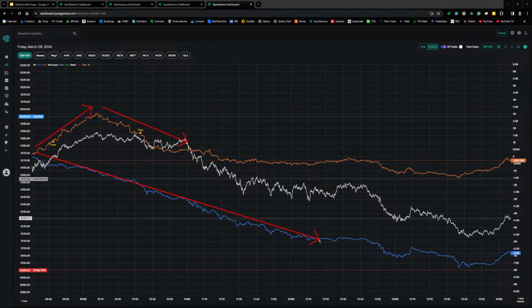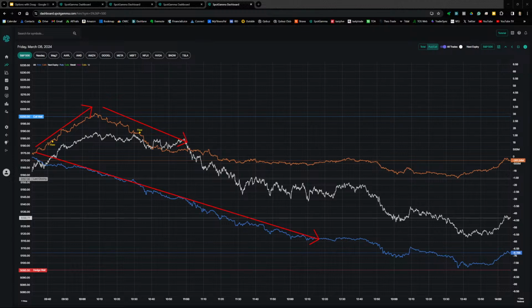That's shown by the falling blue line. The direction of these lines is in terms of delta. So a falling blue line indicates traders are buying puts. That's negative delta. And then the falling orange line indicates traders are selling calls. That's also negative delta. So when both the orange line and the blue line are moving in the same direction, that's a very powerful directional indicator.